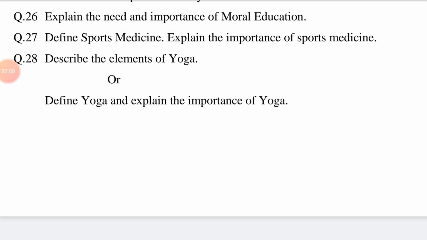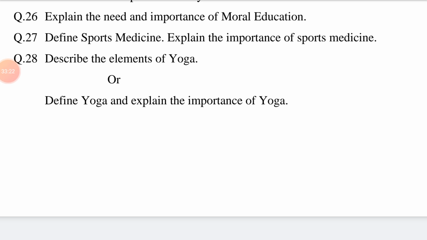Importance of sports medicine. Few importances of sports medicine are as listed below. Number 1, physical fitness. 2, study of various sciences. 3, dress and equipment. 4, knowledge about balanced diet. 5, knowledge of environmental factors. 6, first aid. 7, rehabilitation. Explain all these points in 2 to 3 lines.